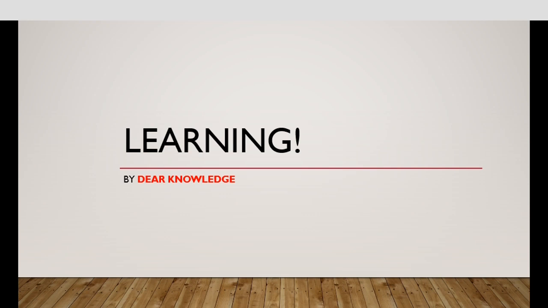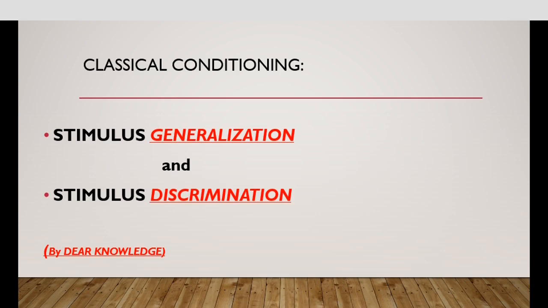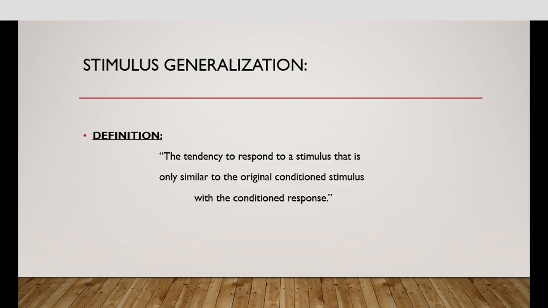Last time in the chapter of learning we studied classical conditioning, Pavlov and his dog, and the elements of classical conditioning. Today we're going to study stimulus generalization and stimulus discrimination in classical conditioning. First of all, stimulus generalization.